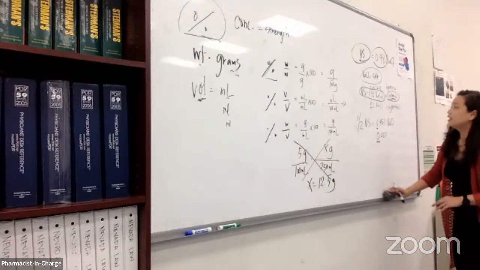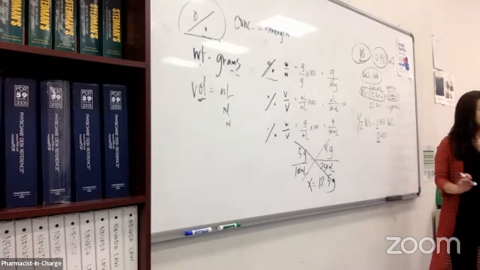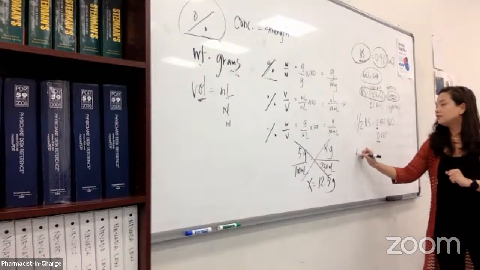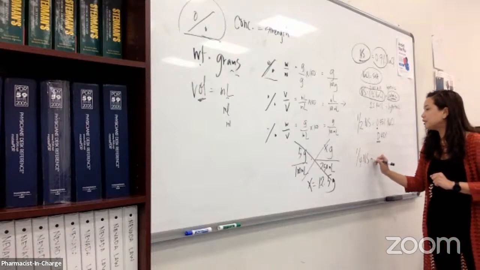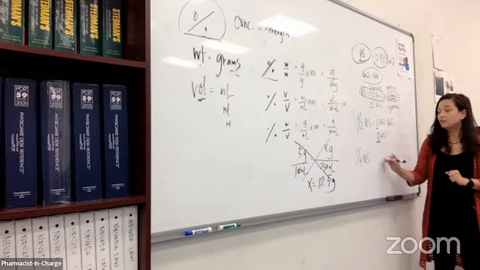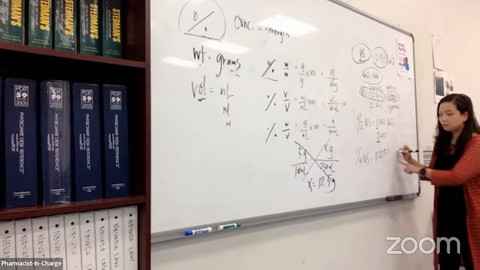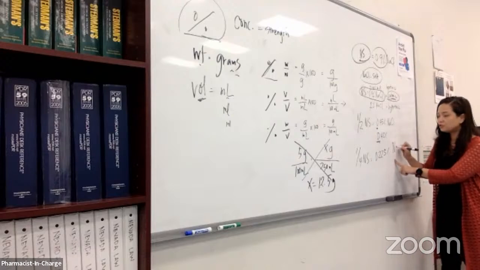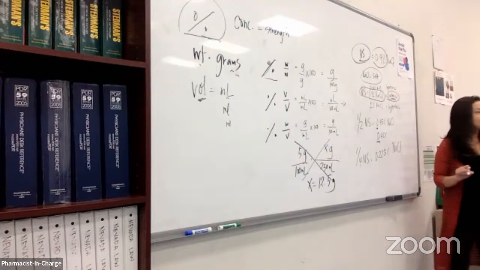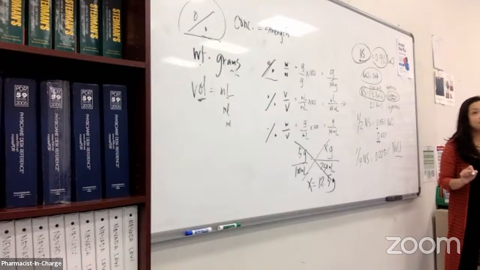Okay, let's go back. Half normal saline would be 0.45, and then a quarter normal saline would be 0.225%. What do I put here? Your solute, not normal saline. It comes in NaCl. You follow?